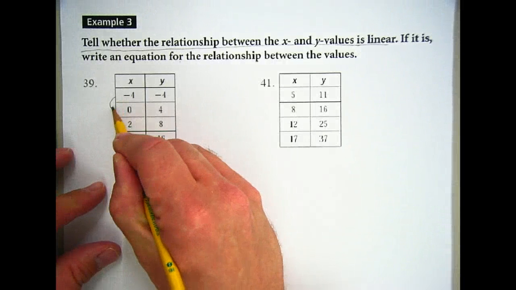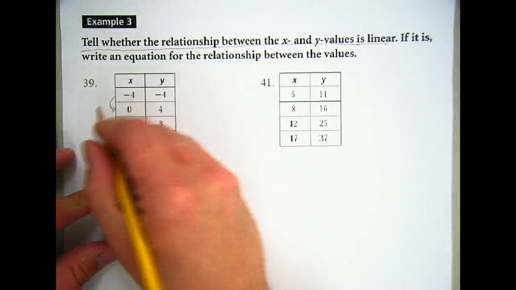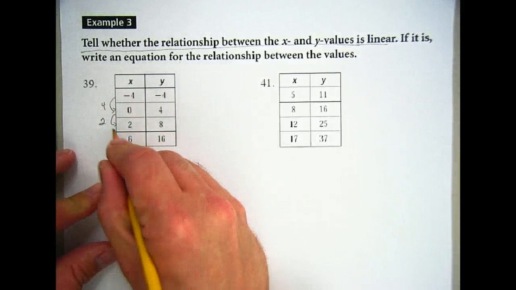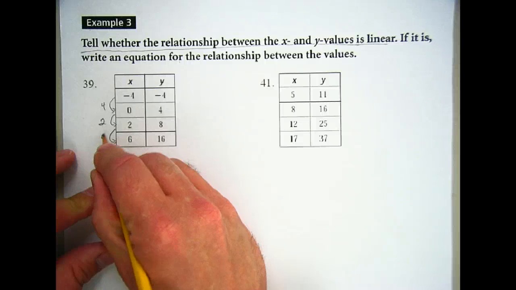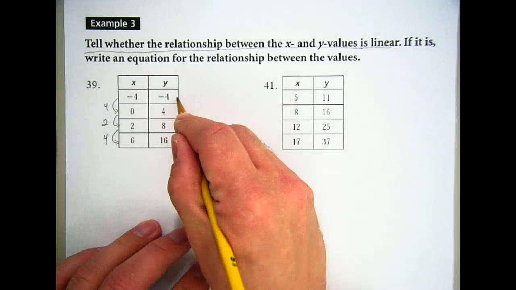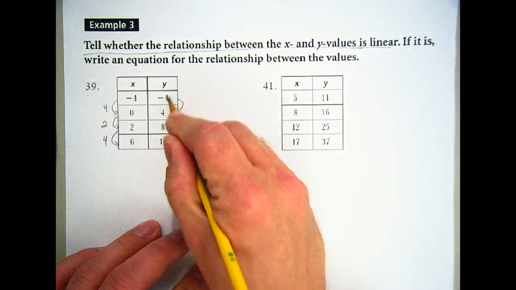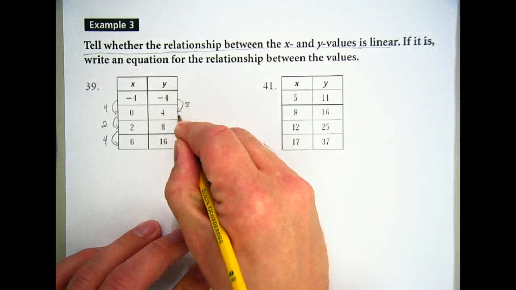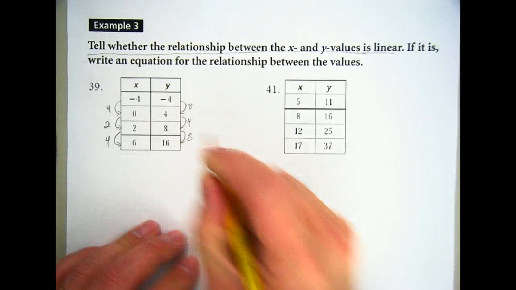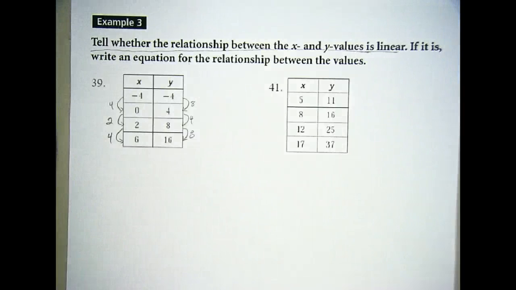So like from here to here, my change in x is 4. From here to here, my change in x is 2. And here to here, my change in x is 4. Now, at first glance, we go, well, that's not constant. But we have to check out the change of y also. Here it's 8. Here it's 4. And here, 8.